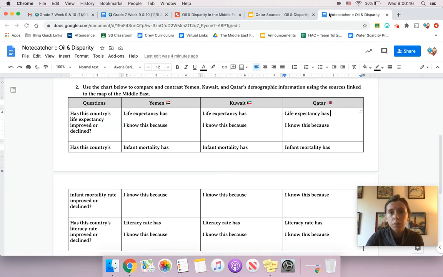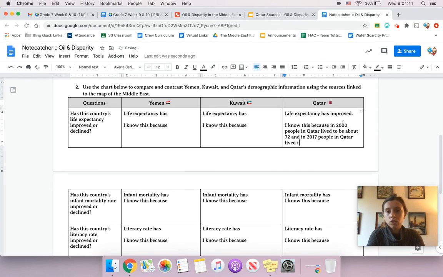So let me show you how I would fill that in. I would say life expectancy has improved. I know this because in 2000, people in Qatar lived to be about 72. You don't need to give me the decimal. You can just round. And in 2017, people in Qatar lived to be about 78. Again, people are living longer lives, so we're going to say that's good, life expectancy improved.